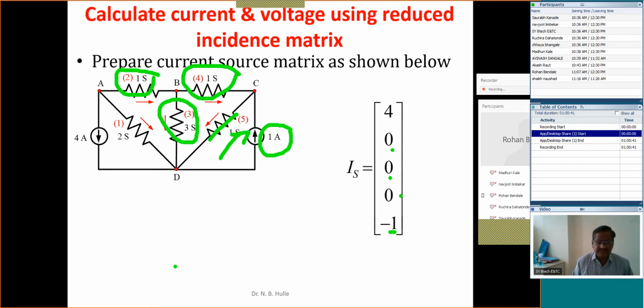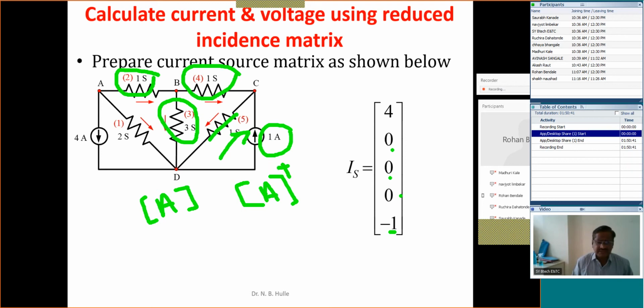Now look at what things we have calculated till right now. We have obtained the directed graph, then we have obtained this reduced incidence matrix, then we have obtained the transpose of it, transpose of the reduced incidence matrix, that is nothing but A transpose.